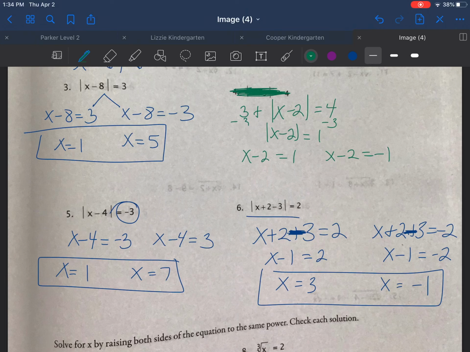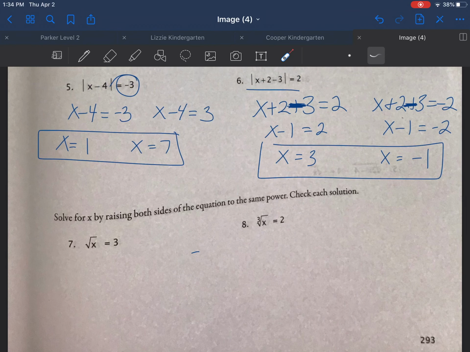Okay, so if you have something on the same side as your absolute value bars, you just need to move it to the other side. That way it's just your absolute value bars when you set it equal to the positive and the negative form. Okay, coming down here, it says solve for x by raising both sides of the equation to the same power. Check your solutions. Since this is the square root of x, to get x, we're going to square both sides. The square will undo the square root. That leaves us with x equals 9. If you plug it back in, the square root of 9 is 3.